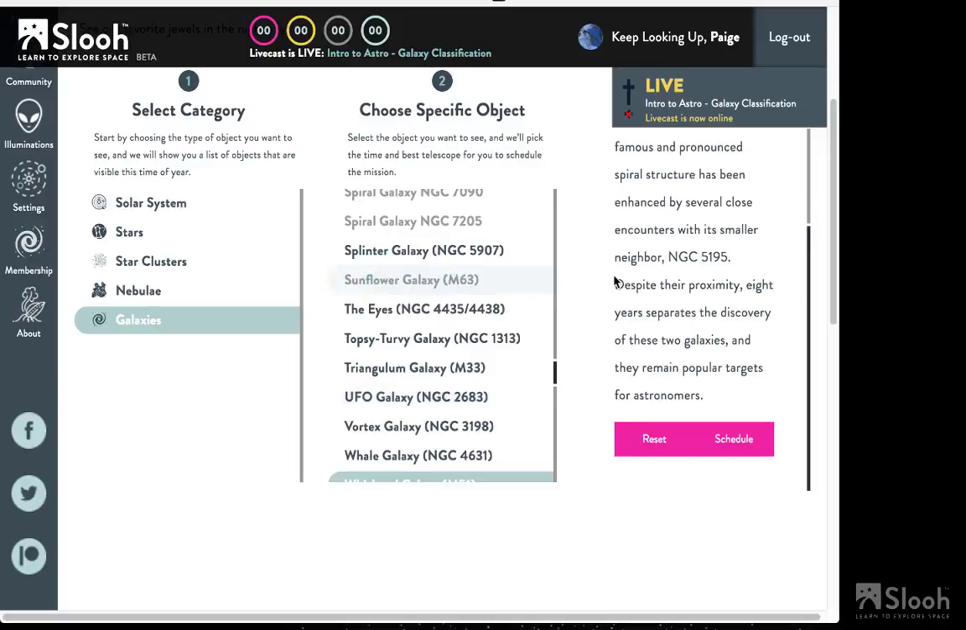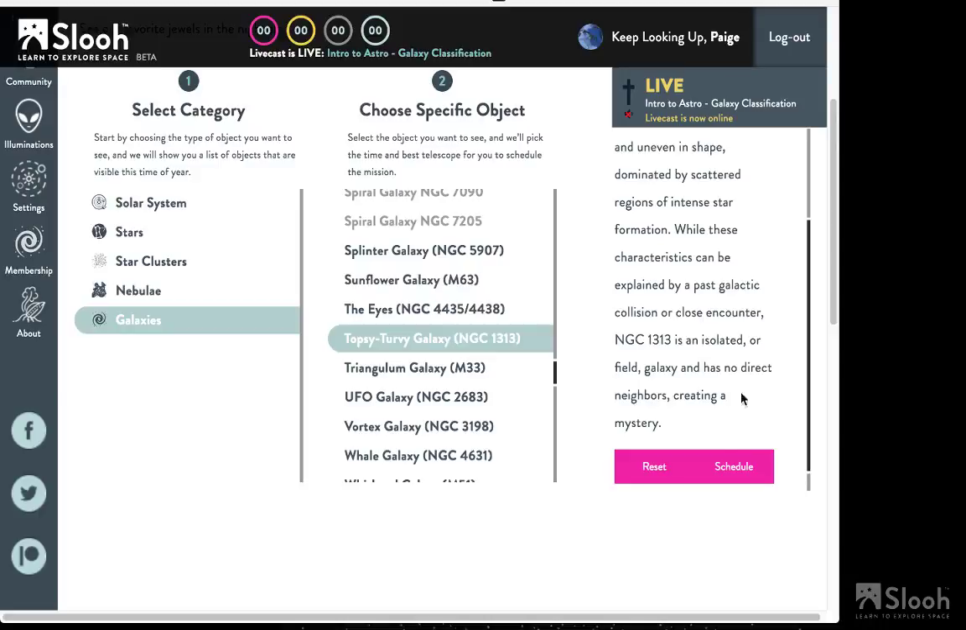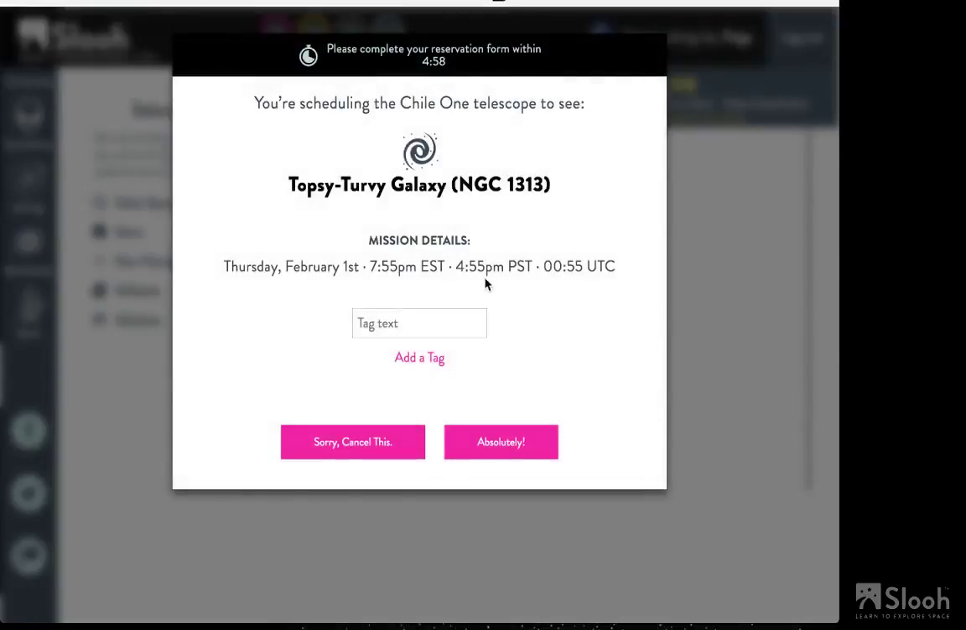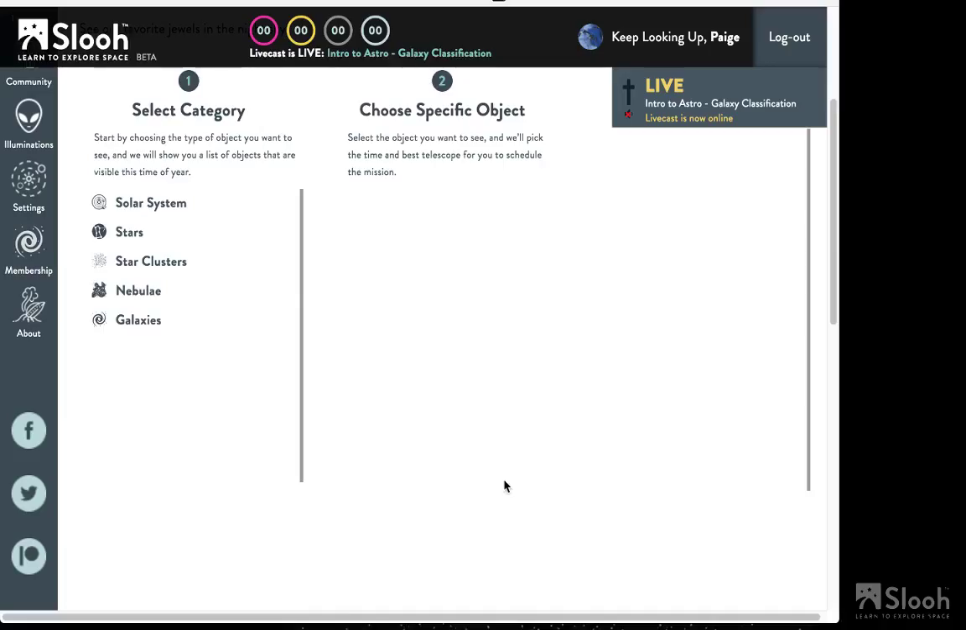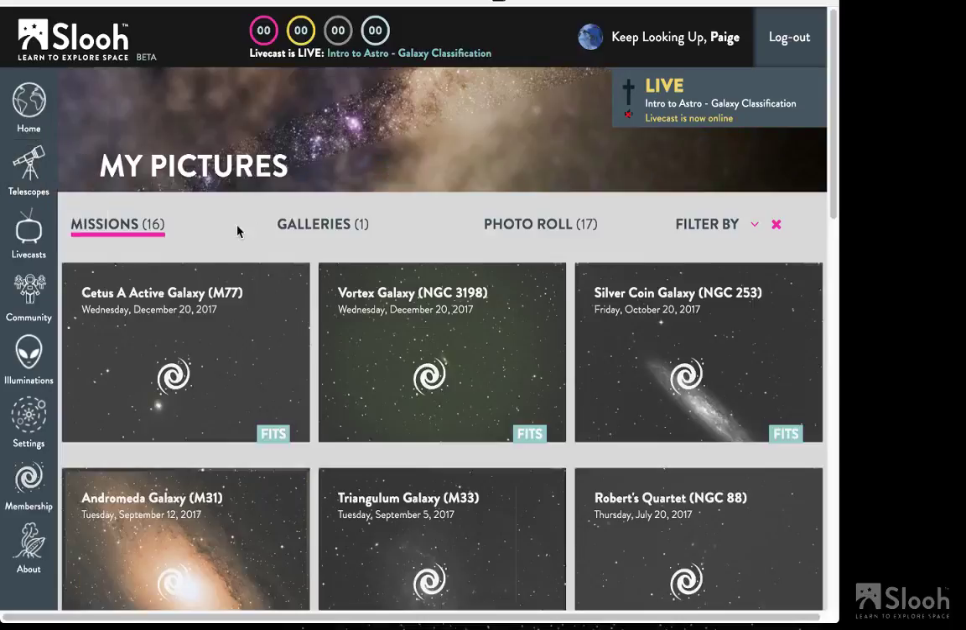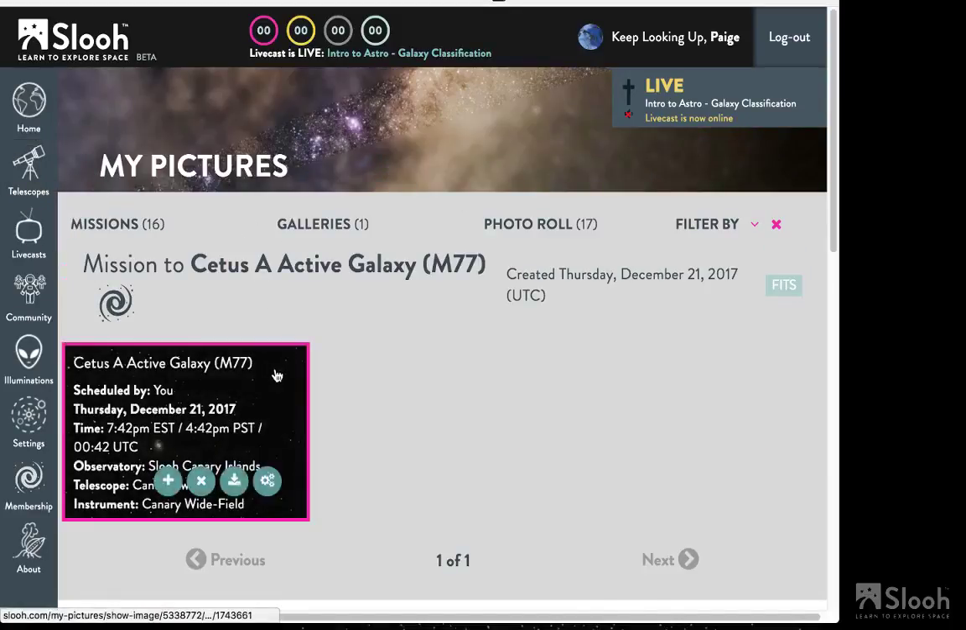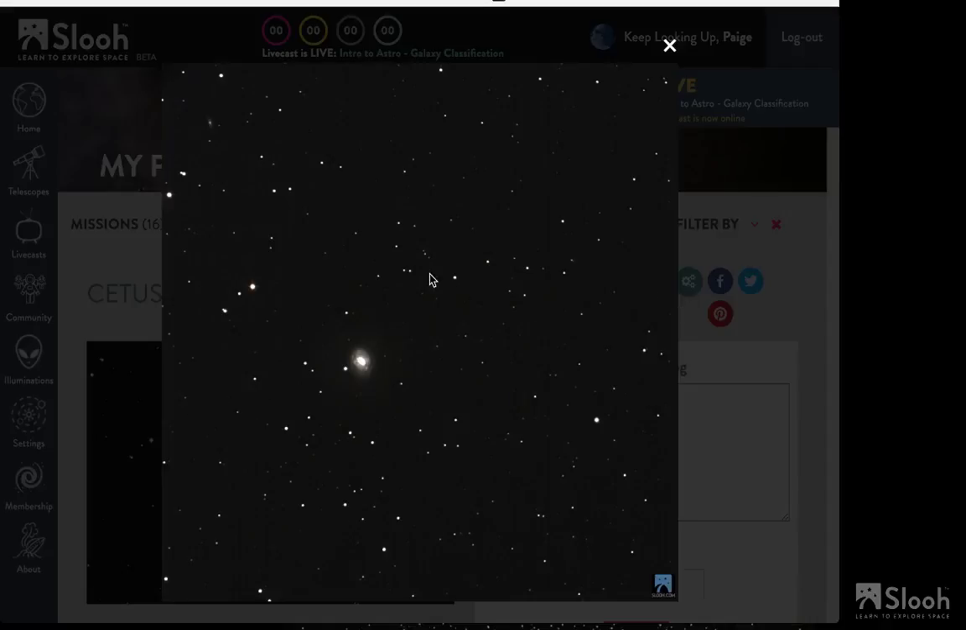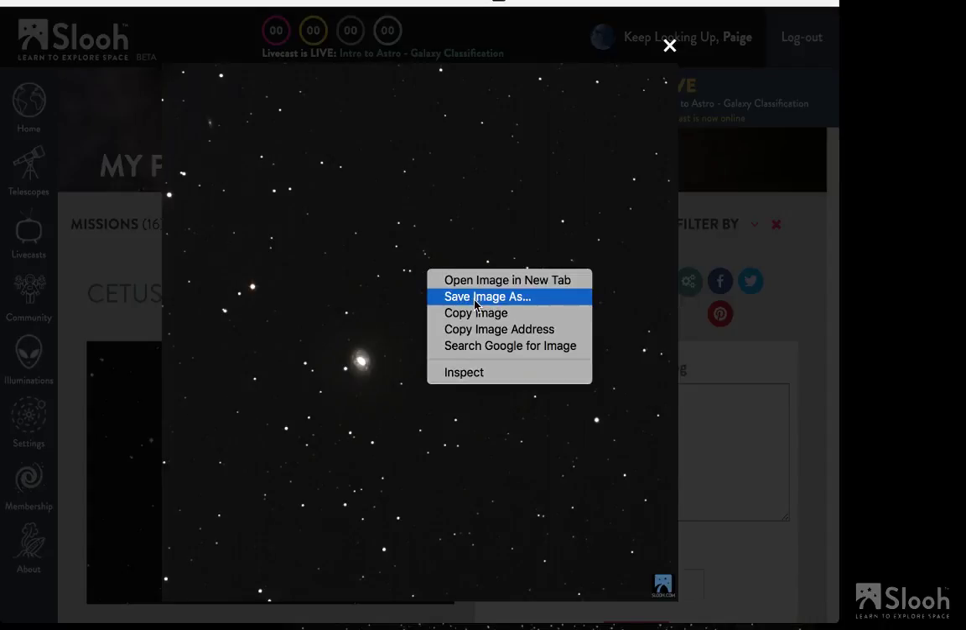But then if you want to schedule it, you click on what you want to schedule. I'm going to schedule the topsy-turvy galaxy because that sounds interesting. I hit schedule, and our system already picked the best time and telescope for me. So I hit absolutely, got it, thanks, scheduled. So that's how you're going to do it. And then you can just download all of our images. If you're curious how to do this, I'll also show you that real quick because I know there's been some questions about that. So go to your image, you're going to click on download, then right click on your computer, save image as. And so then download them all.